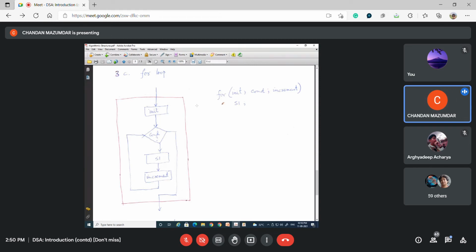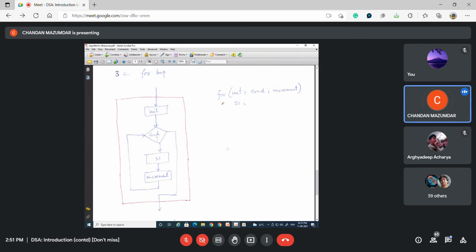So init is the first thing. Outside the loop, init will be executed. Then the condition will be checked. If the condition is true, then S1 will be executed, and then the increment statement will be executed. Again, the condition will be checked. So the initialization statement will not be taken again, right? It is executed only the first time. Otherwise, S1 and increment are always executed within each iteration, and before each iteration, the condition is checked. If the condition is false, then it will come out. And again, if you look, this is a single entry point and single exit point structure.